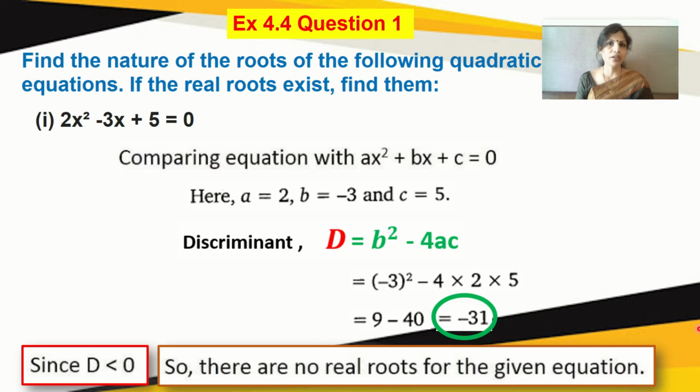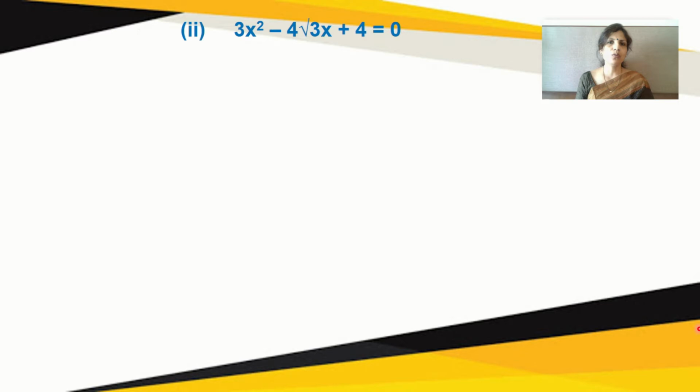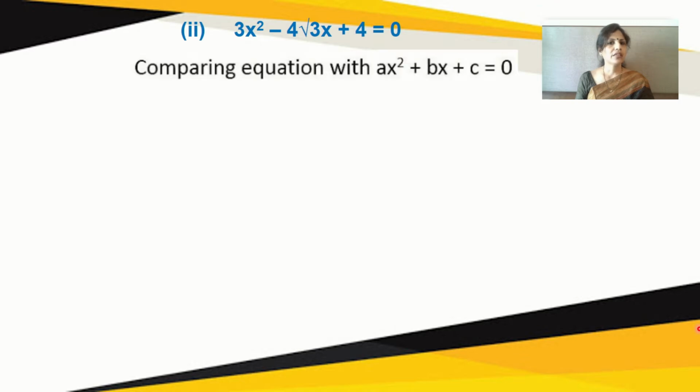Alright, I hope you understood this. This is how we have to solve the rest of the sums from this particular question number 1. So let's move ahead. This is the second sum of question number 1: 3x square minus 4 root 3x plus 4 is equal to 0. Let's compare the equation with the standard form and get the values of a, b, c.